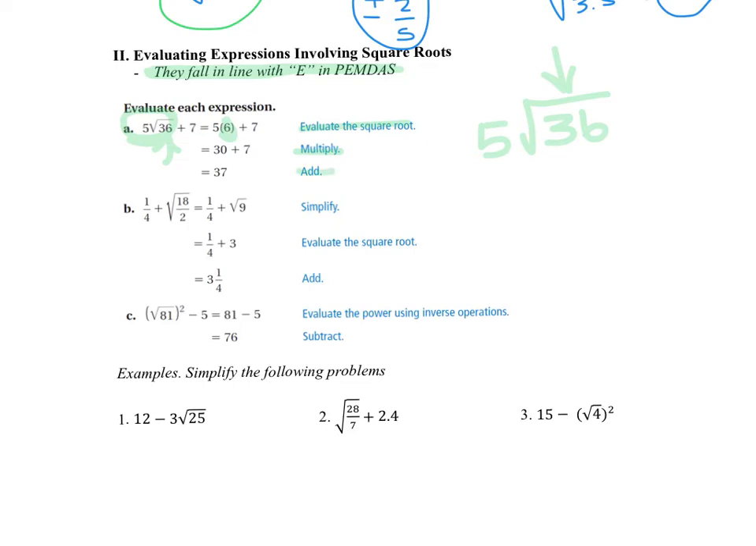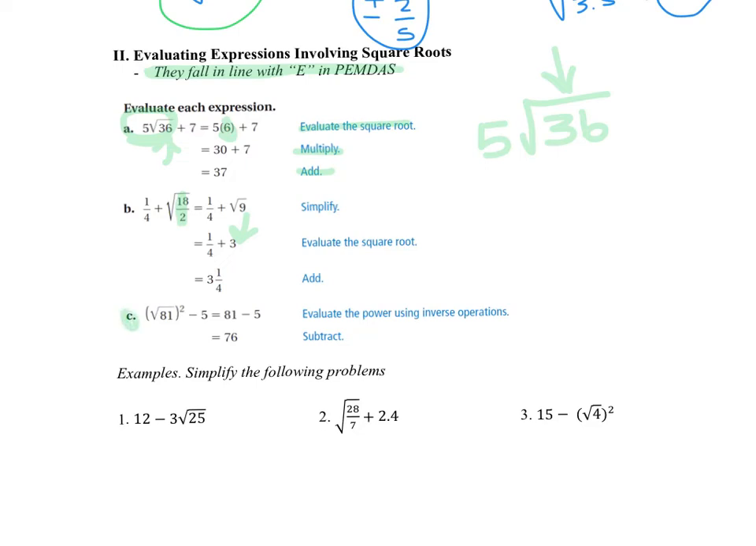So the same process is going to follow as you continue on down. If you look at letter B here, I like this one. It's 1/4 plus the square root of 18 halves. Now, you could look at 18 halves and say, oh, well, 18 is not a perfect square, nor is 2. However, if you actually divide 18 halves, you're going to get 9. And then the square root of 9 is going to give you that 3. Okay, so then you're going to take 1/4 plus 3.